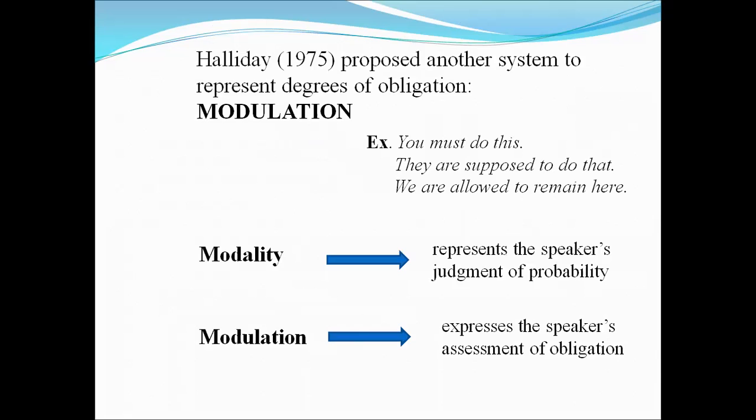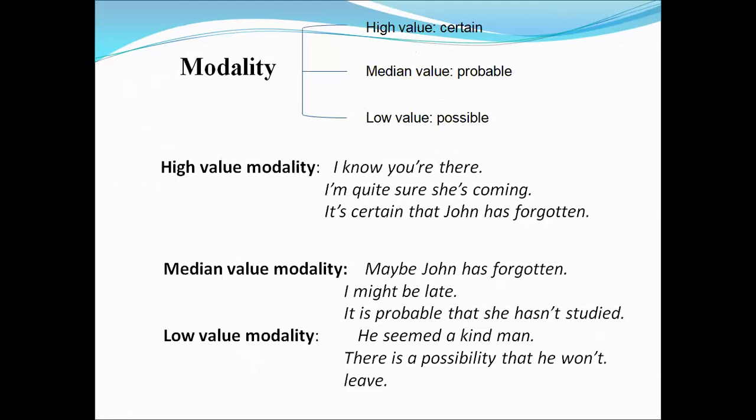There are two ways of expressing modality. See the difference between modality and modulation. Modality represents the speaker's judgment of probability. It is only one: probability. And modulation expresses the speaker's assessment of obligation. So through modality we express probability, and through modulation we express obligation. Let's not talk about these two further.